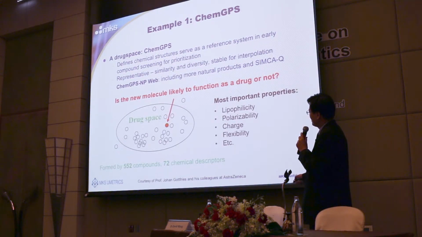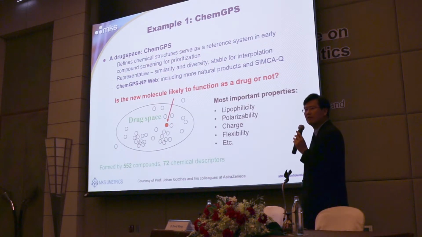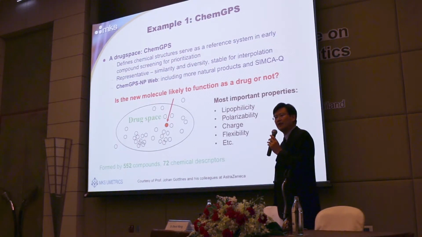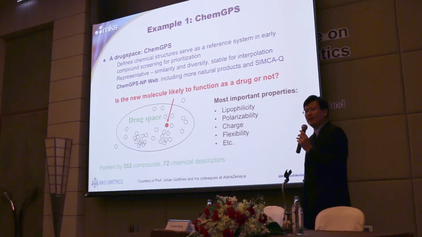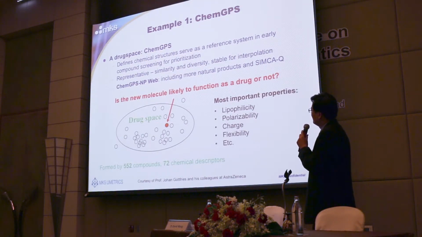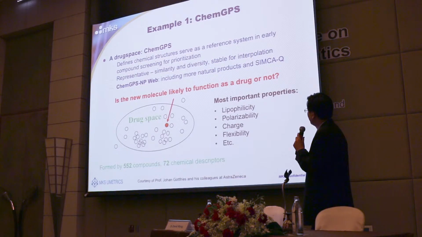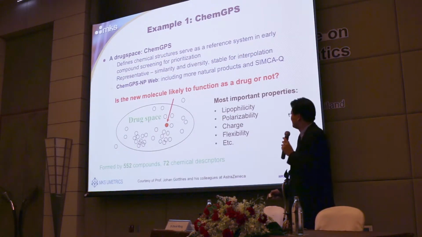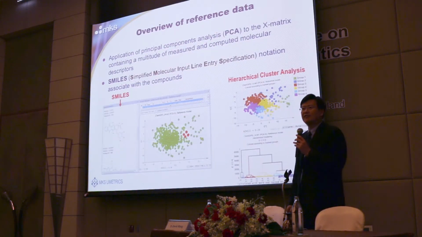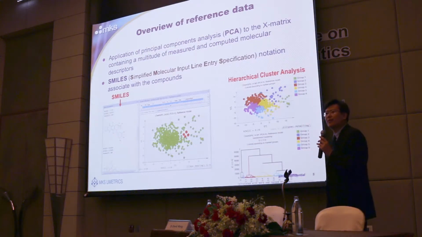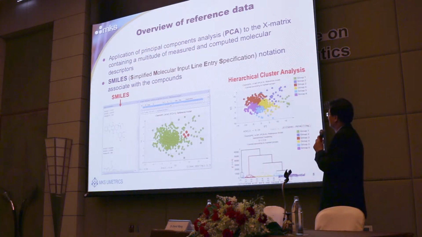Say, for example, in this data we have that many observations and that many variables. How do we investigate this data, and particularly, if we have a new molecule, how do we tell whether this molecule can function as a drug or not? First of all, we are doing the principal component analysis.